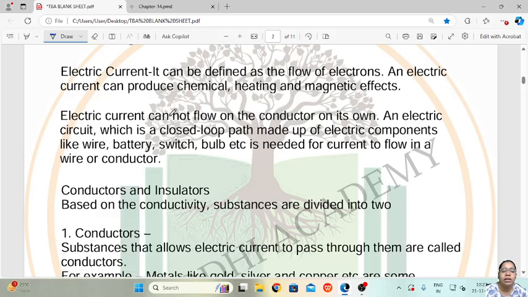Electric current cannot flow in the conductor on its own. An electric circuit, which is a closed path loop made up of electrical components like wire, battery, switch, bulb, etc., is needed for the current to flow in the conductor or a wire.